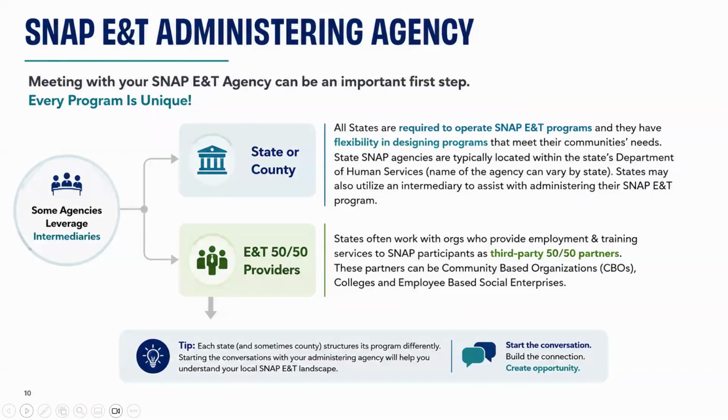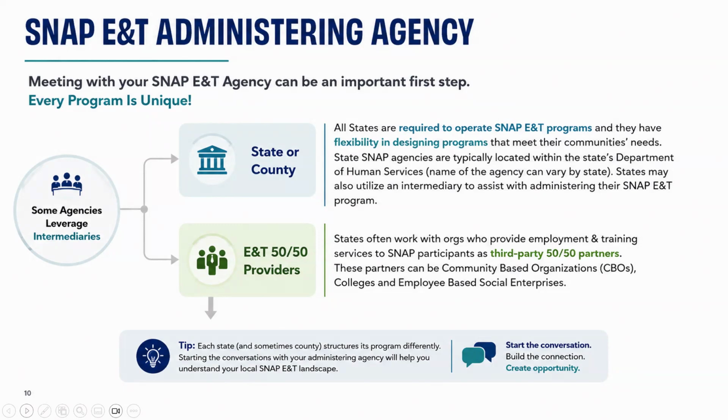So, SNAP E&T administering agency. Again, most of you have already reached out to your agency. Wonderful. This could be at your state or your county or some hybrid of both. You may need to work on a relationship with your county, even if it's a state administered program, for eligibility purposes, potentially referral purposes as well. So keep that in mind. Think about those nuances as you talk to your state staff and other current providers in your area. Who is it good to build those relationships with? How do those relationships work?